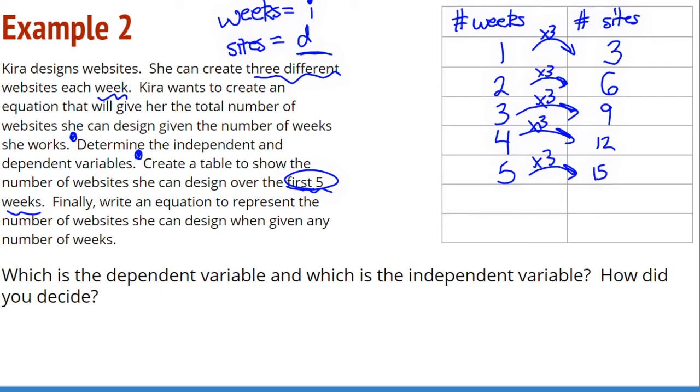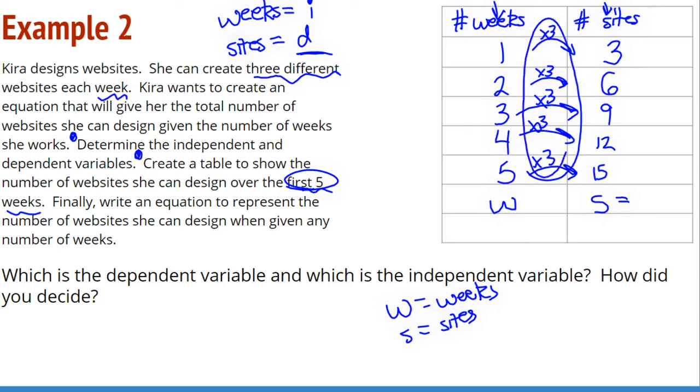So I know that I have the number of weeks, and I know that I have the number of sites. So W is the weeks, and S is equal to the sites. And I need to ask myself, what am I doing to get from this first column to the second column? What is mathematically happening that is taking me from the number of weeks to the number of sites? And what's happening, I can see every single time I am multiplying by 3.